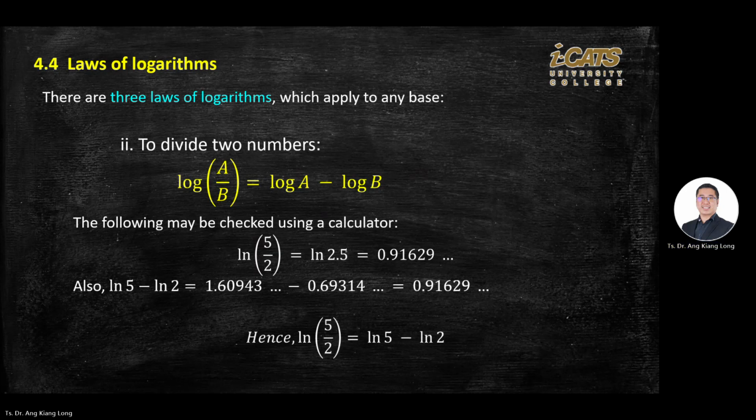Okay, at the end, this is important. Usually you need to write something like this in your answer. You will write the general equation, meaning the law you are using: log bracket A divided by B equals log A minus log B. Then you substitute the letters with the real numbers that you see in the question. You write in this form, like ln bracket 2.5 equals ln 5 minus ln 2, for example. Okay, this is the second law.